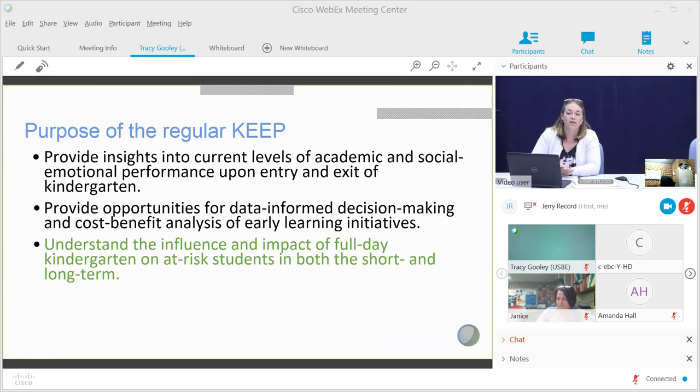Okay, so one of the other purposes that they generated the regular KEEP was to look at current levels of academic and social performance upon entrance and exit of kindergarten for our kiddos, and to be able to have some data-informed decision-making upon some of those early learning initiatives and cost benefits. One of the other big reasons was to look at the influence and impact of all-day kindergarten. So that was why they started the regular KEEP assessment.